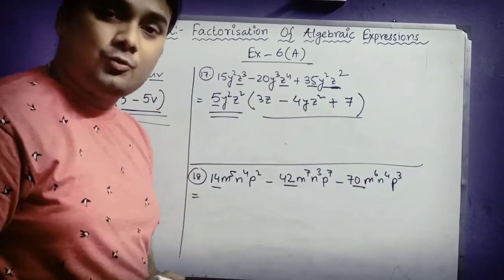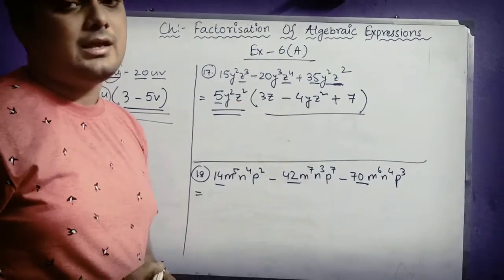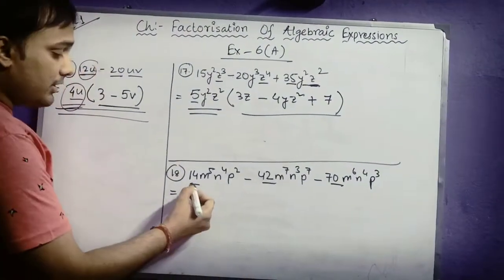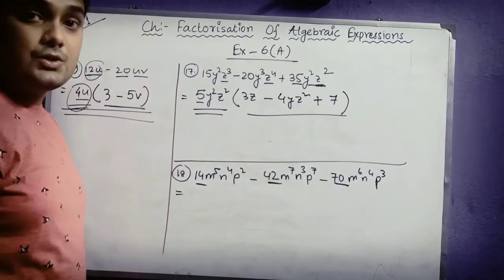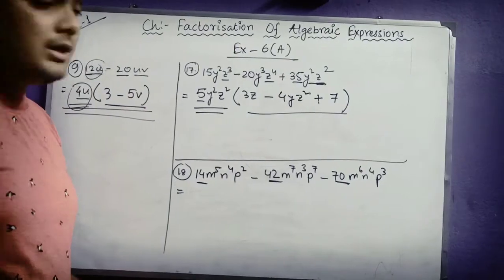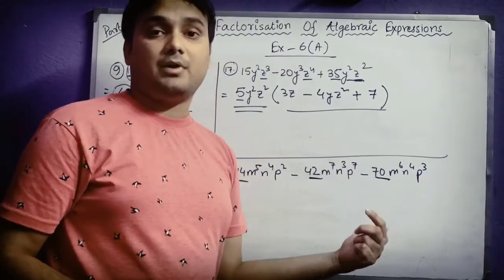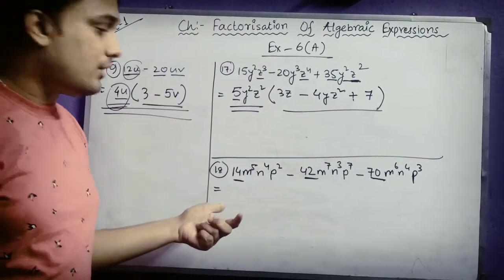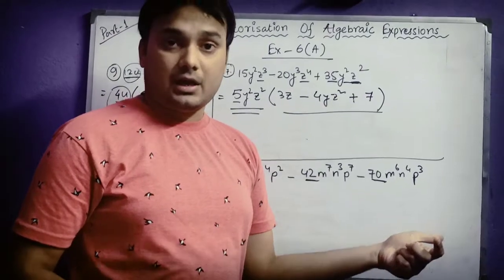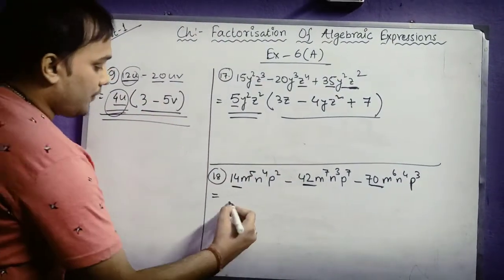But we will not take 2, neither will we take 7. What will we take? We will take 14. You can think, why 14? Because 14 ones are 14, 14 3s are 42, 14 5s are 70. So 14 is the maximum number which is a common factor of all these three numbers. So you have to take the maximum number, or you can say that you have to take the HCF. The highest common factor of all these three numbers is 14. So you have to take 14. So 14 will come out.